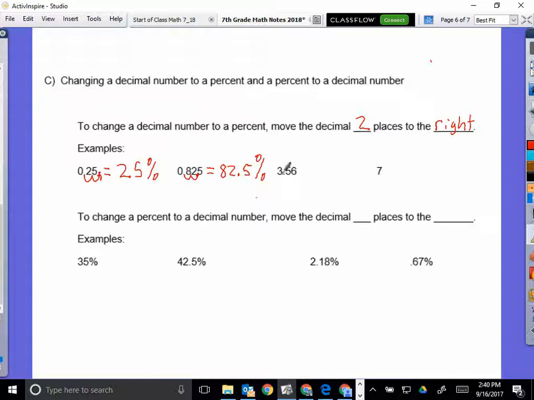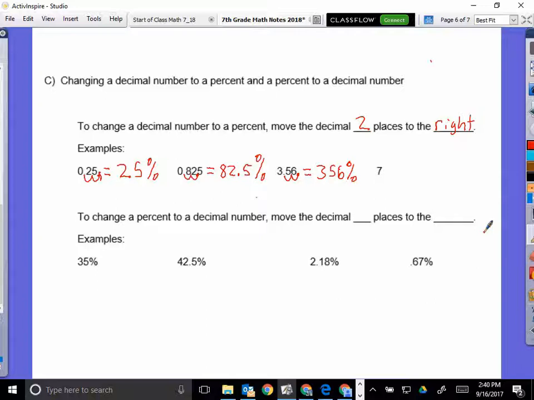Now we got this one right here. We got 3.56. Make it into a percent. Move that decimal 2 places to the right. It's now at the end of the number, which means we can drop it, say goodbye to it. So that can be 356%. All right.